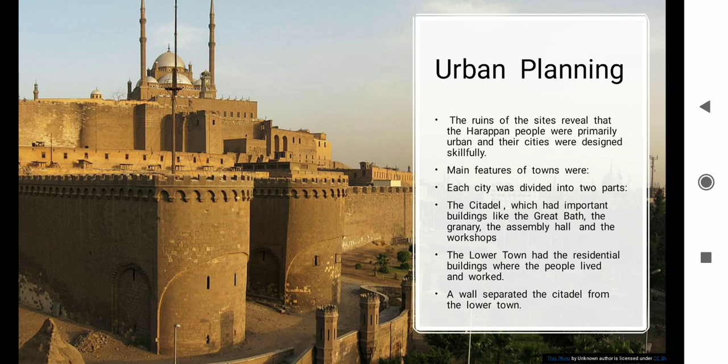The ruins of the sites reveal that the Harappan people were primarily urban and their cities were designed skillfully. The cities were divided into two parts: the citadel, or a higher area which had all important buildings, and the lower town which had their residential houses and their workshops. A wall separated the citadel from the lower town.